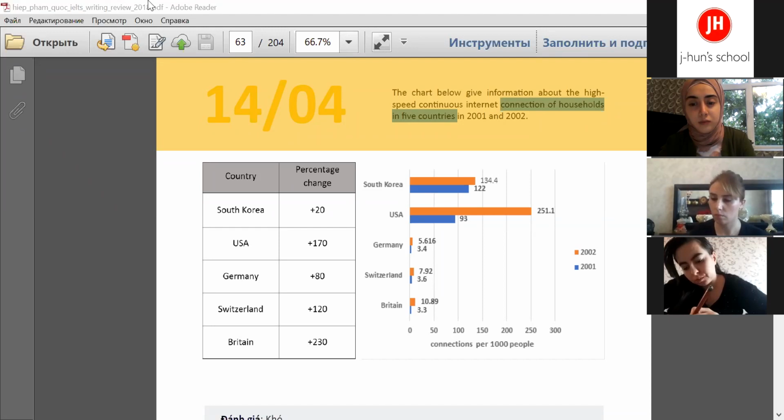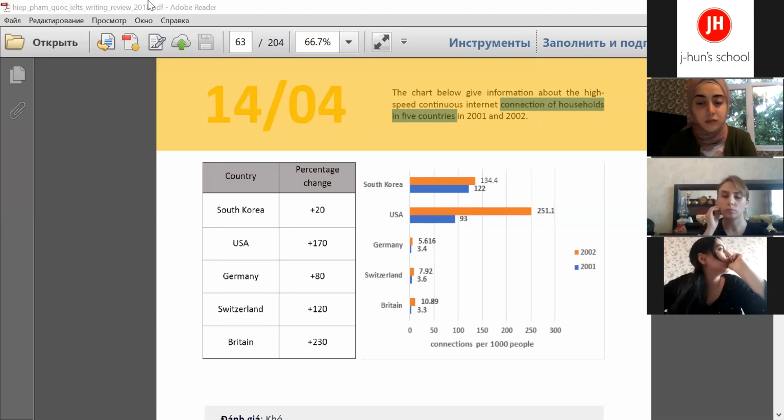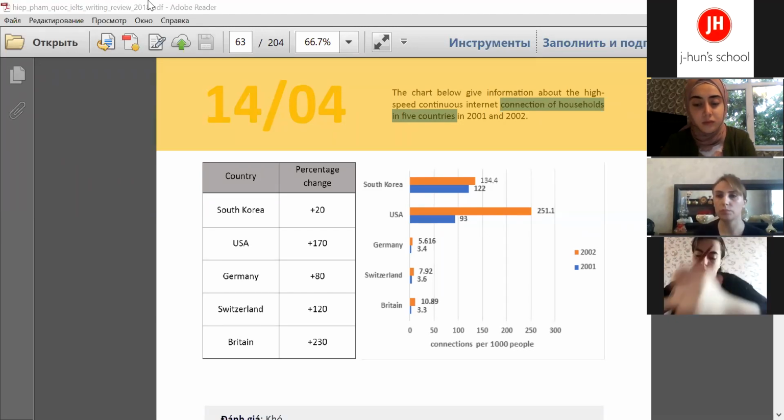Overall, it is evident that Britain saw the most significant change in the number of families who accessed the high-speed internet. In addition, the percentage of families with high-speed internet connection was highest in South Korea and USA during that period.